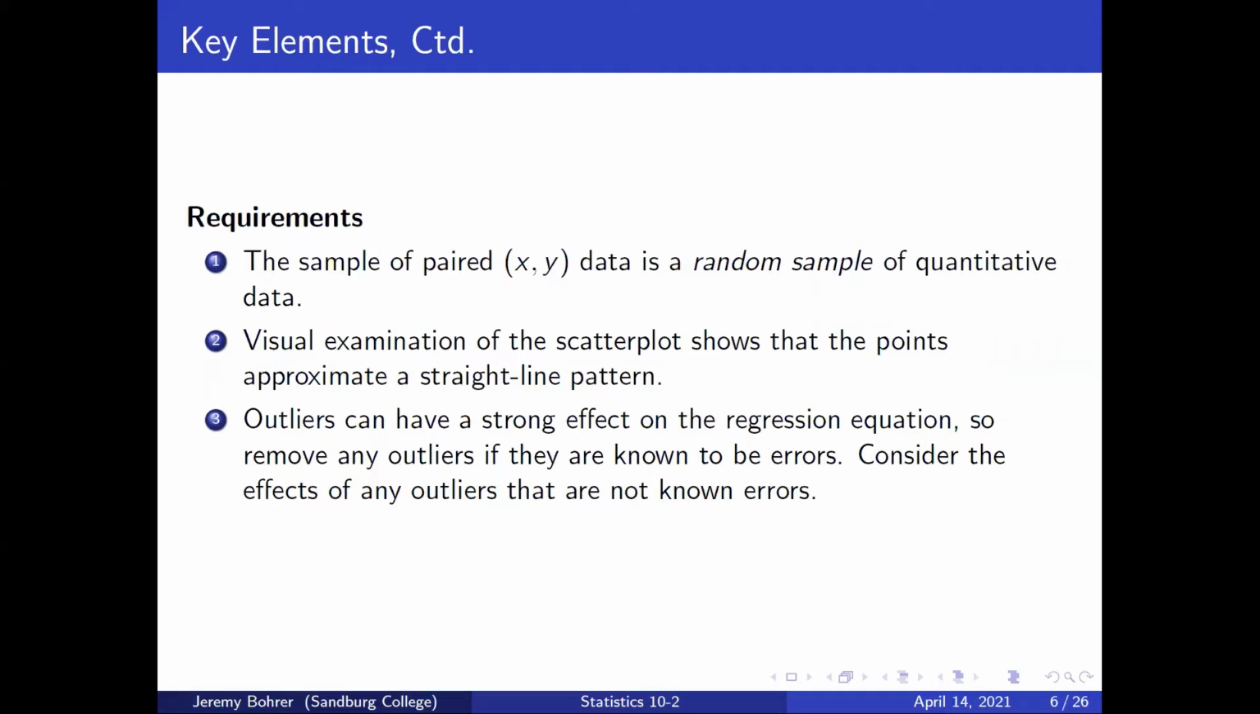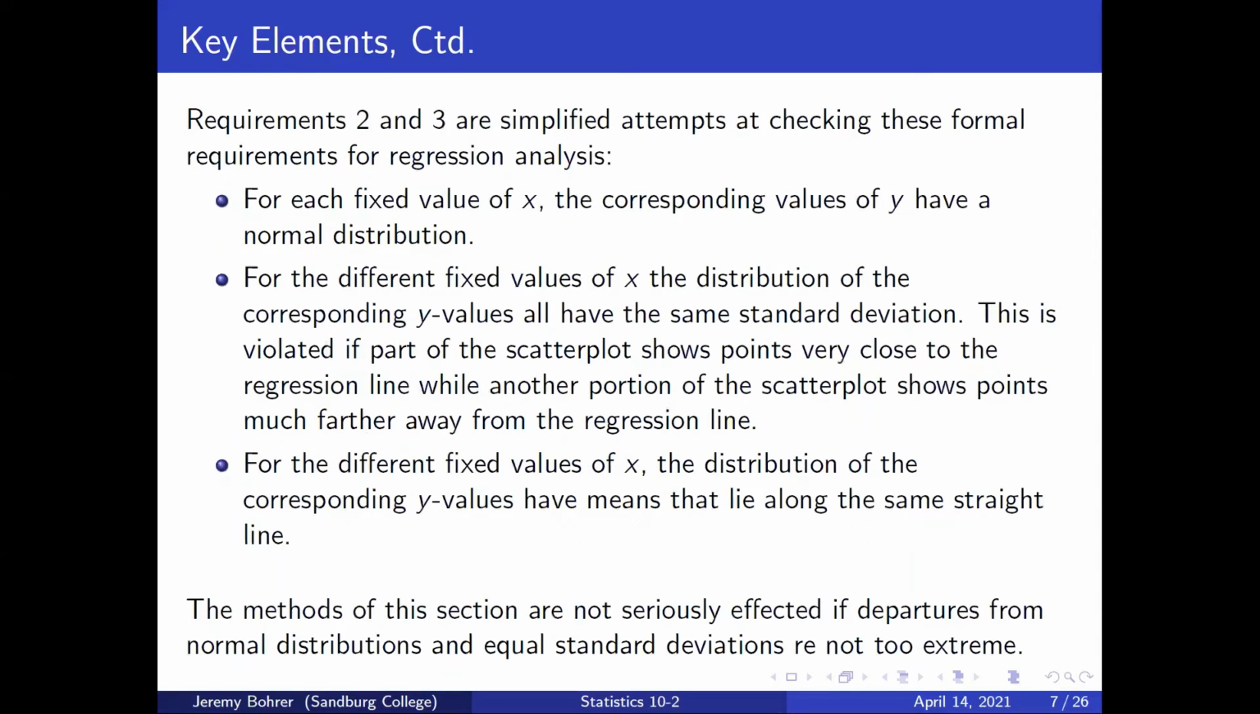The requirements. First, the sample of paired x-y data is a random sample of quantitative data. Second, the visual examination of the scatter plot shows that the points approximate a straight line pattern. Third, outliers can have a strong effect on the regression equation, so remove any outliers if they are known to be errors. Consider the effects of any outliers that are not known errors. Requirements 2 and 3 are simplified attempts at checking these formal requirements for regression analysis.